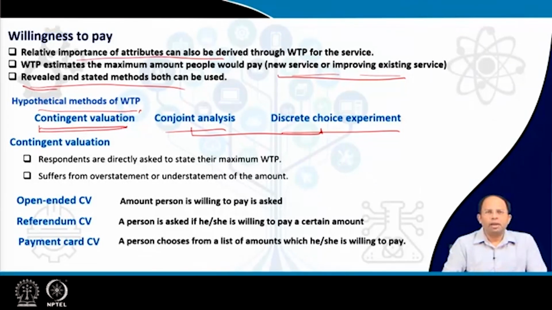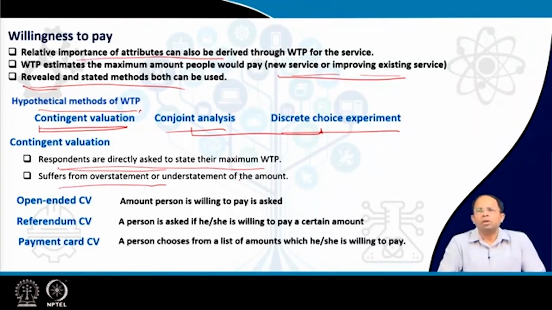In the case of contingent valuation, respondents are directly asked to state their maximum willingness to pay for a particular service or for a particular aspect of a service, and so on. As people are asked directly, it may suffer from overstatement or understatement. That means some people can state very different values. If I ask how much are you willing to pay for door-to-door collection, some people will say 50 rupees, others will say 100. So this may not be right. We have to design our service very carefully so that this kind of bias could be overcome.